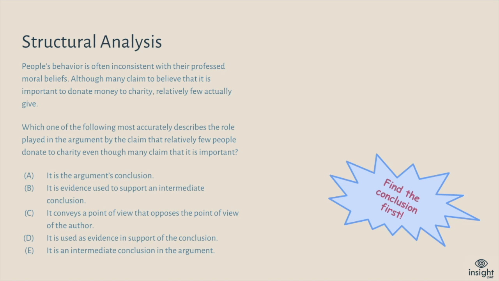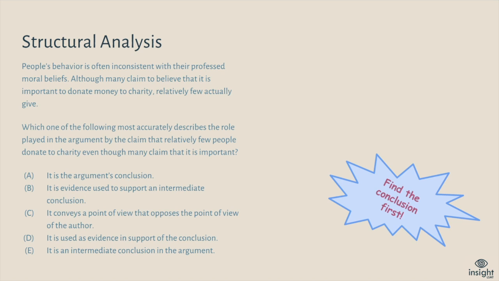We have a lot of guidance going into the blurb. Now let's take a look at the blurb. People's behavior is often inconsistent with their professed moral beliefs. Although many claim to believe that it is important to donate money to charity, relatively few actually give. Okay, so there's the part that we're supposed to hone in on, this second bit here. But we want to find the conclusion first so we can get our point of orientation. It's not immediately obvious to me which one is the conclusion.